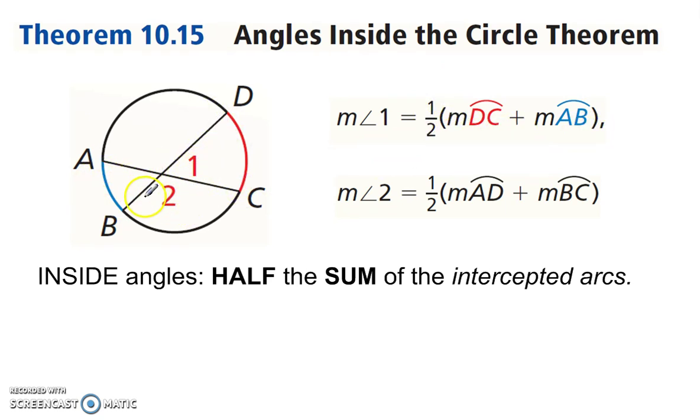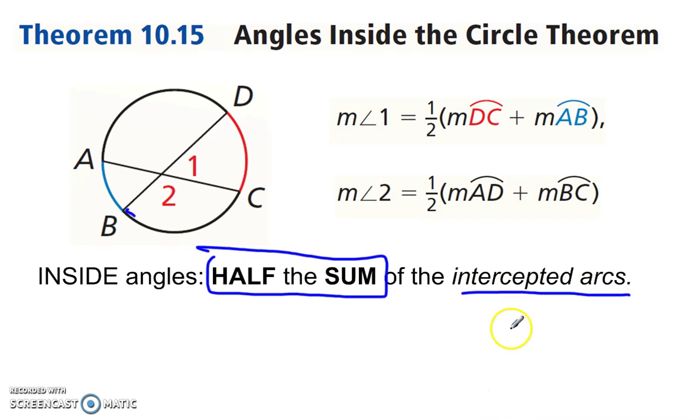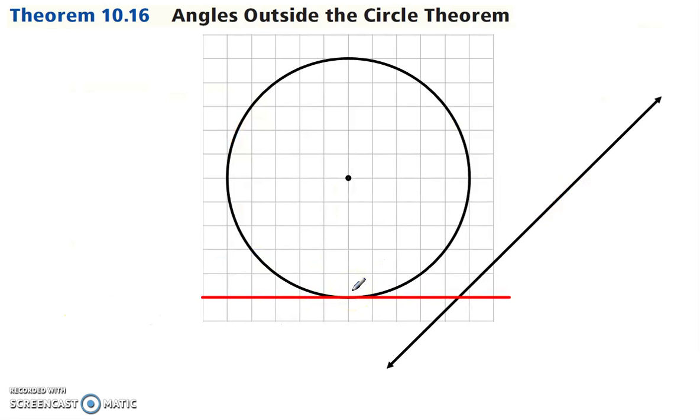Now if I want this big one, I obviously have to take these arcs. So the inside angles are half the sum of the intercepted arcs. Inside angles, half the sum. Inside angles, half the sum.